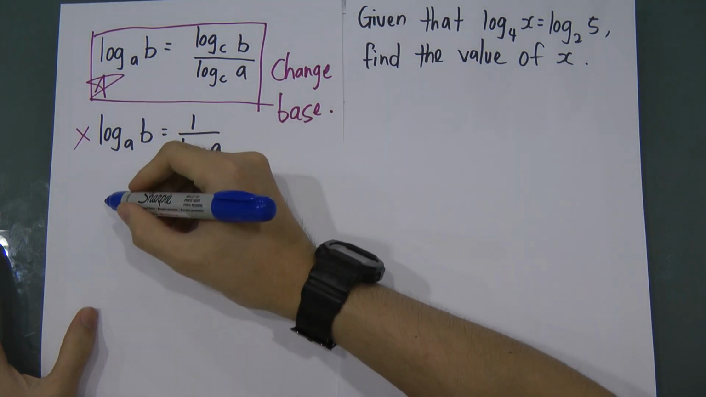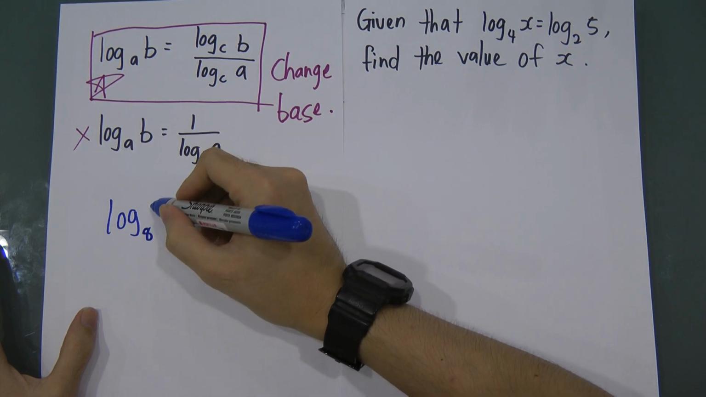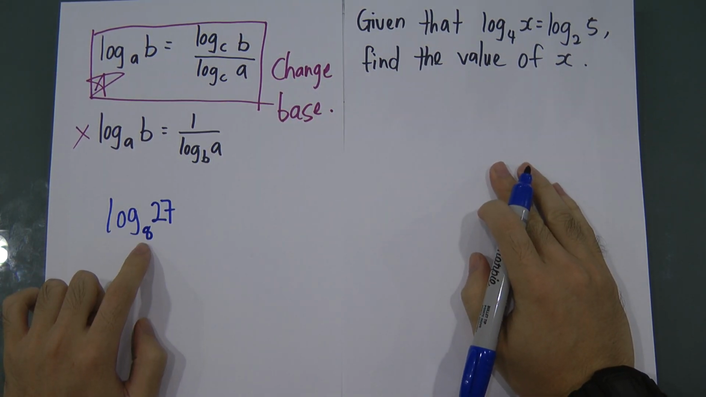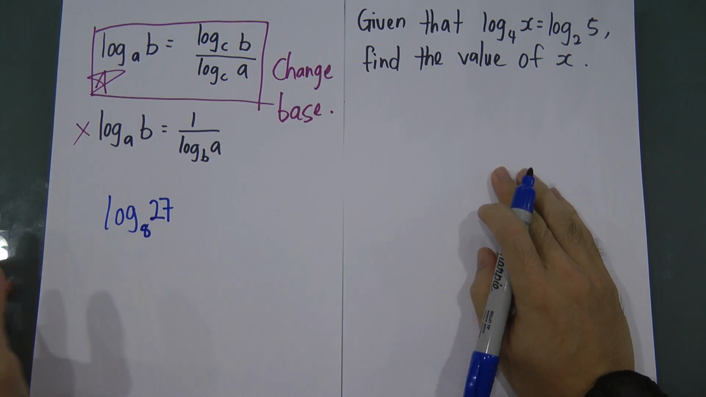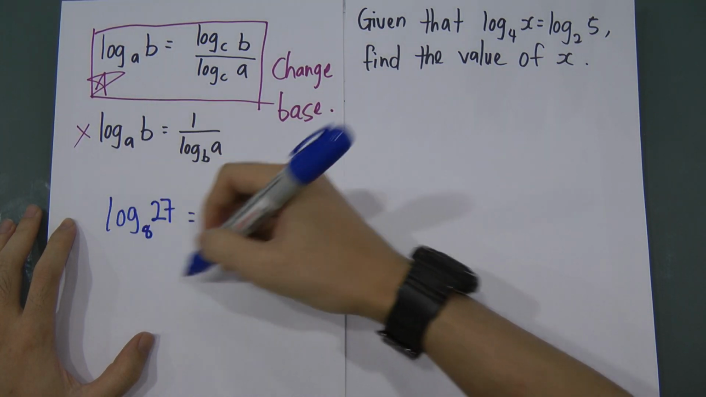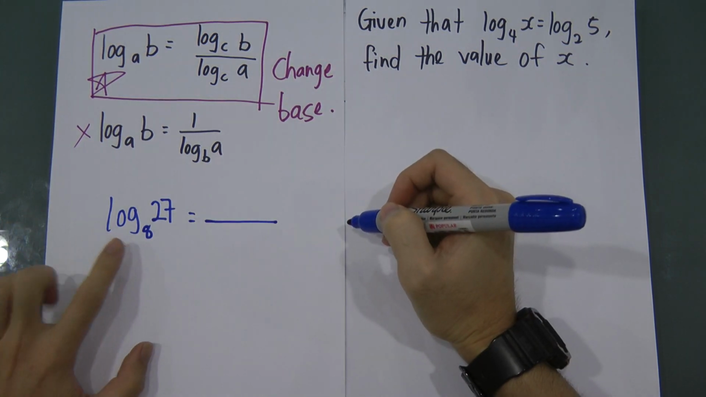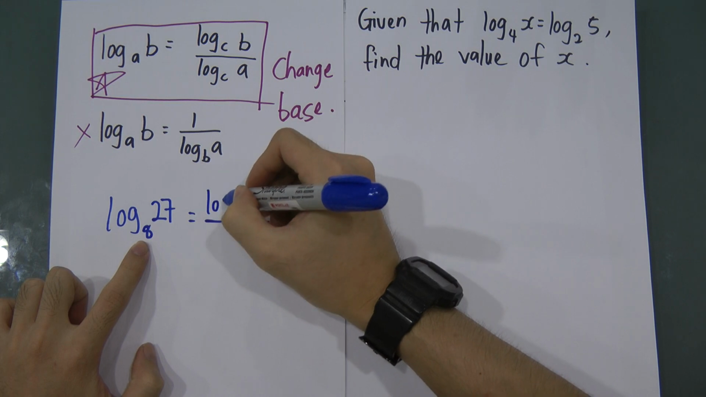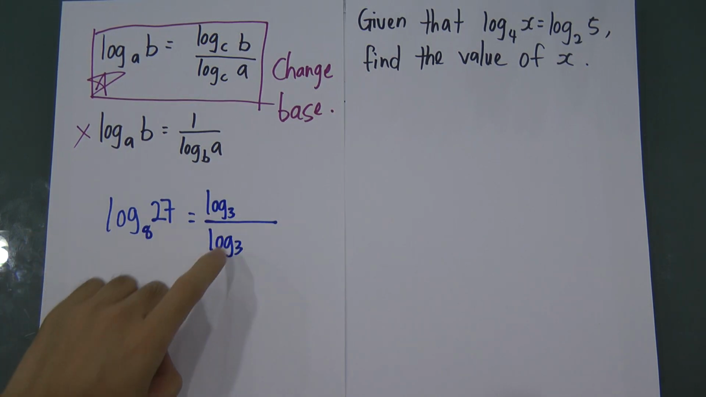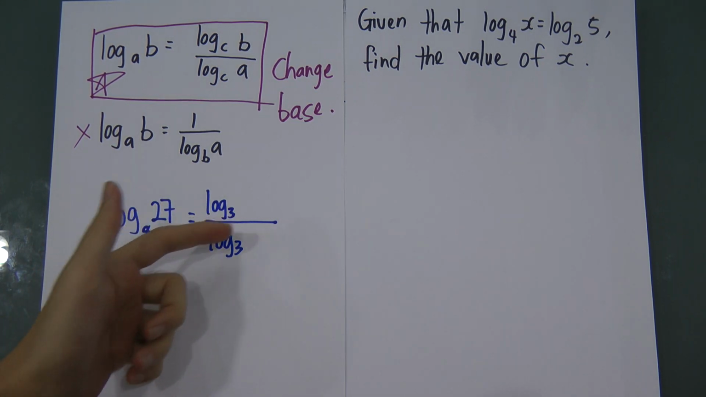Let's say I got log base x of 27. Now if I want to change the base x to any base I want, let's say I want to change the base x to base 3. Remember how I do over here: I draw a line, this is the line for the fraction, and then if I want to change to base 3, I will write log base 3 on the top and bottom, because this is base 3 I want. If you want base 11, you just write log base 11, log base 11.